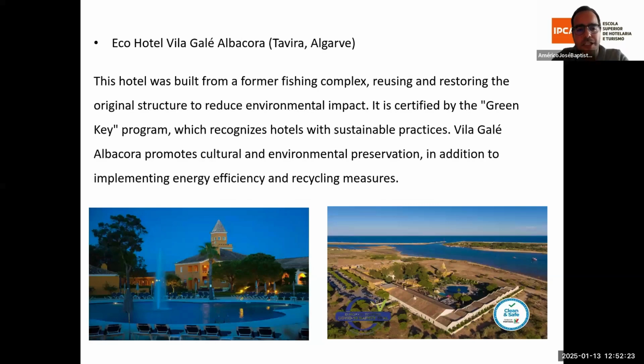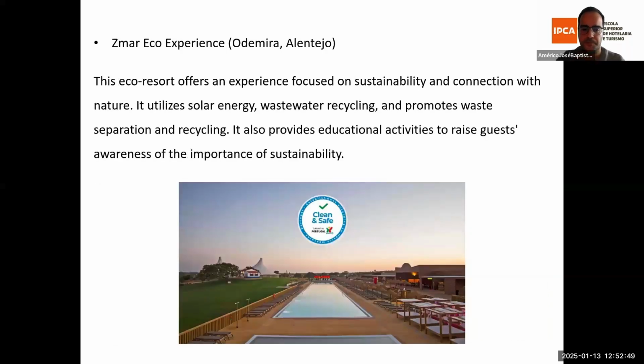The Eco Hotel Vila Galé Albacora. Vila Galé Albacora promotes cultural and environmental preservation in addition to implementing energy efficiency and recycling measures. This hotel is certified by the Green Key program, which recognizes hotels with sustainable practices.